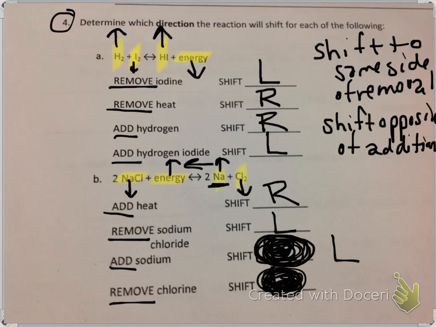If I remove chlorine, it's on the right. It's going to shift to the same side. So this is going to shift right.